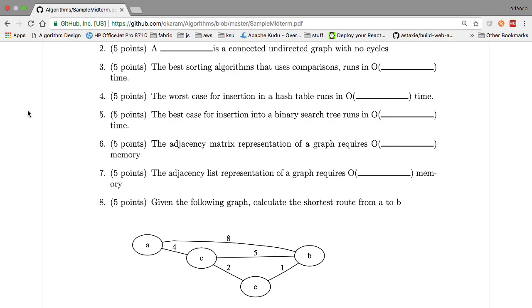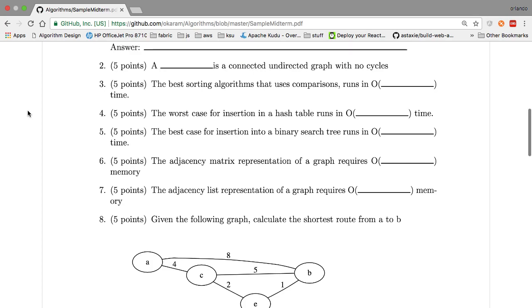I'm sorry, can you repeat number 2 again? I couldn't hear. Is it connected and acyclic? Yes. Undirected, no, what's the answer? You have to say it out loud. A Christmas tree? Yeah, a tree, not Christmas. It's a tree, right? It's a graph. It is connected and it has no cycles. Okay, understood.